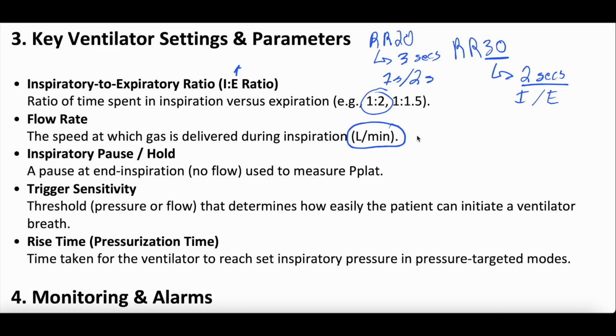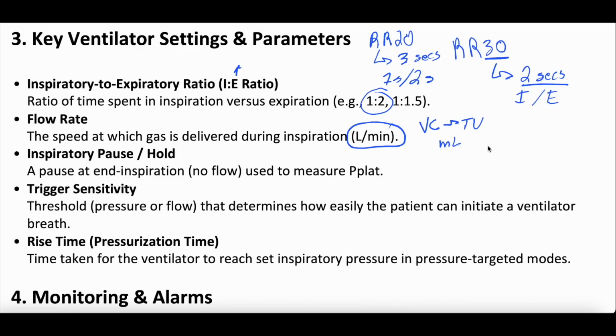And flow rate is a bigger problem in volume control modes. Because in volume control modes, we're saying we want a certain tidal volume, a certain number of milliliters of volume given with each breath, and we want a certain number of breaths over a minute. Each breath then represents a certain amount of time, and that drives the flow rate in volume control.